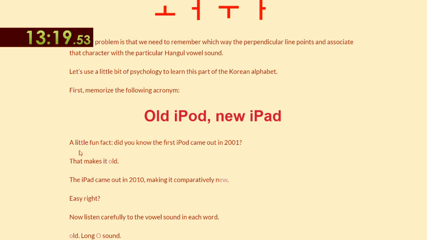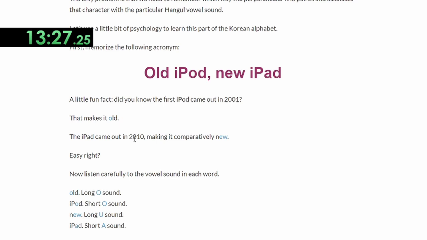I don't need to know fun facts, I need to know Korean! That makes it old. The iPad came out in 2010, making it comparatively new.